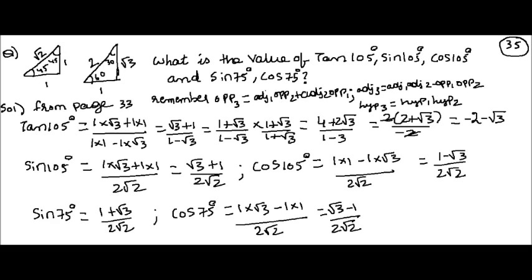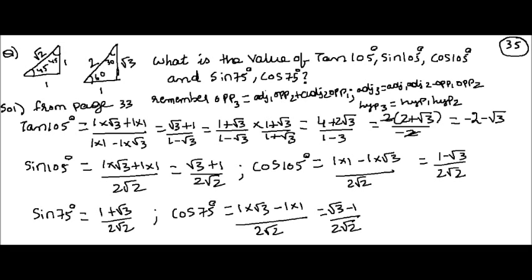So the adjacent side at 45 is 1, multiplied by the opposite side root 3, plus the adjacent side of the other triangle, which is 1, times the opposite side of the other triangle, which is 1. So we are writing tan of 45 plus 60 degrees, divided by the product of adjacent sides 1 into 1 minus the product of opposite sides 1 into root 3. So doing a little calculation we'll see it as minus 2 minus root 3.